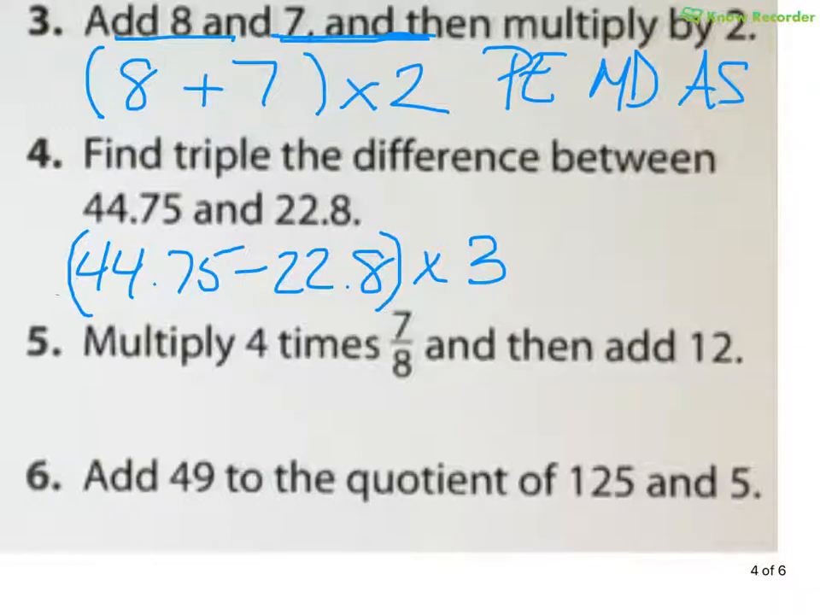Multiply 4 times 7/8 and then add 12. So 4 times 7/8 and then add 12. Now, this problem does not need parentheses because I have to do the multiplication before addition anyway. However, I put them anyway.